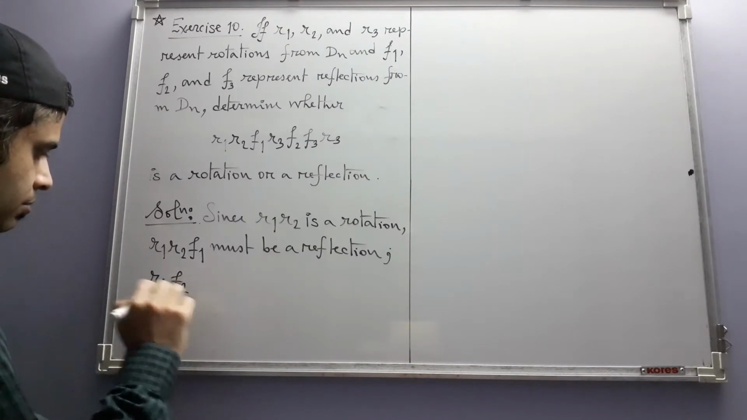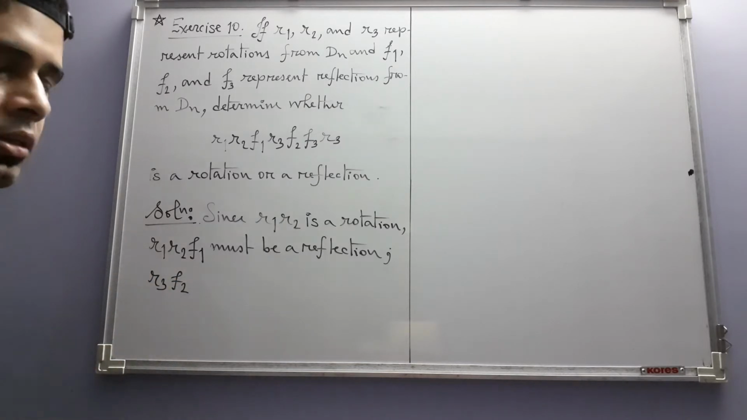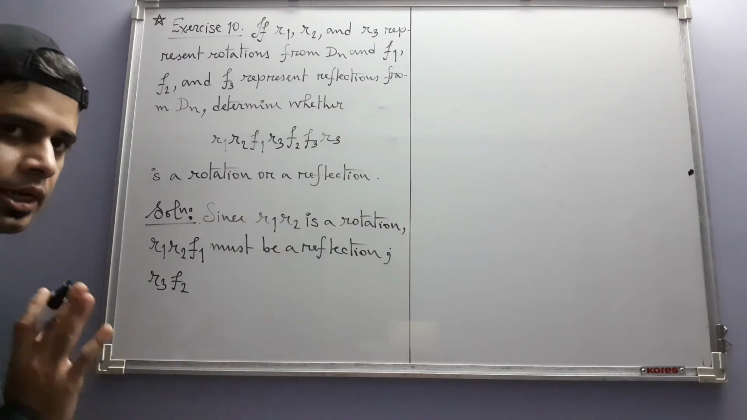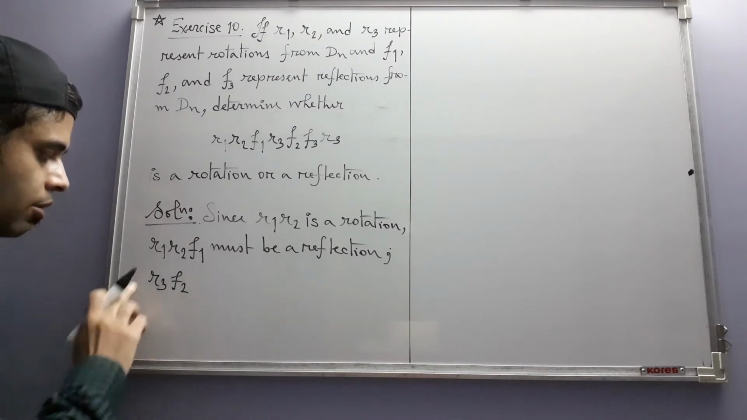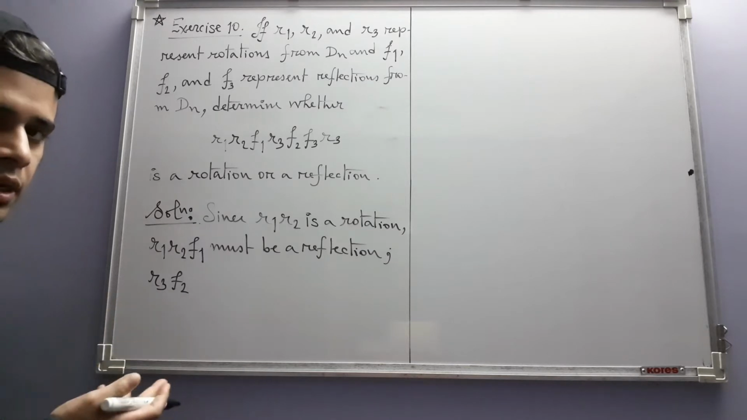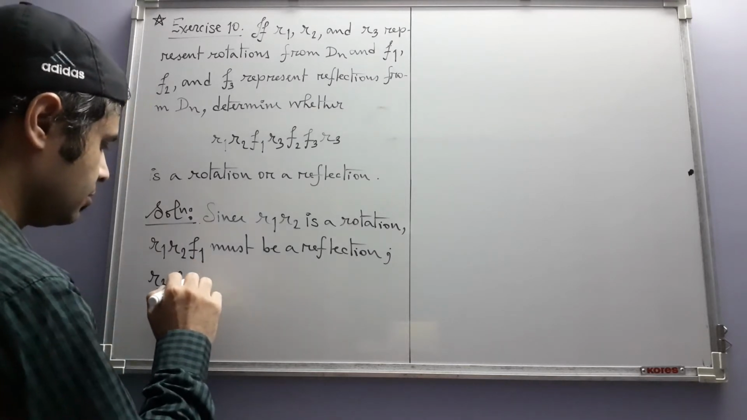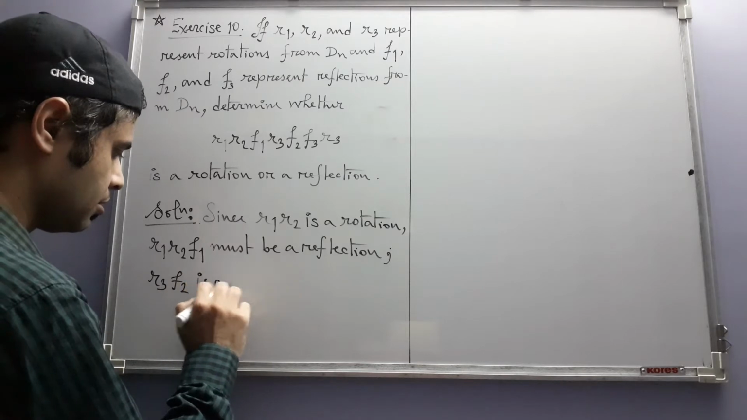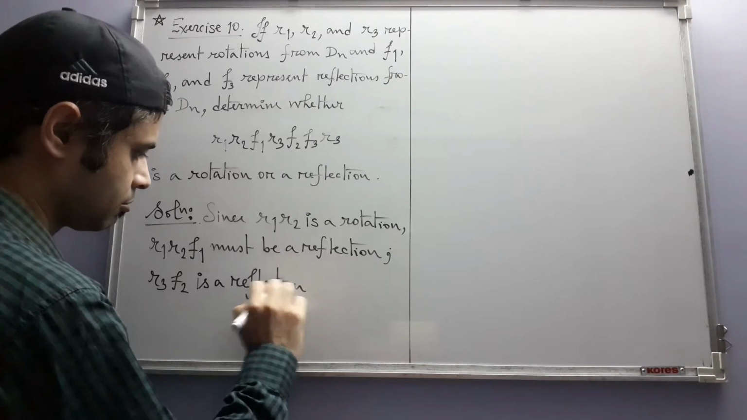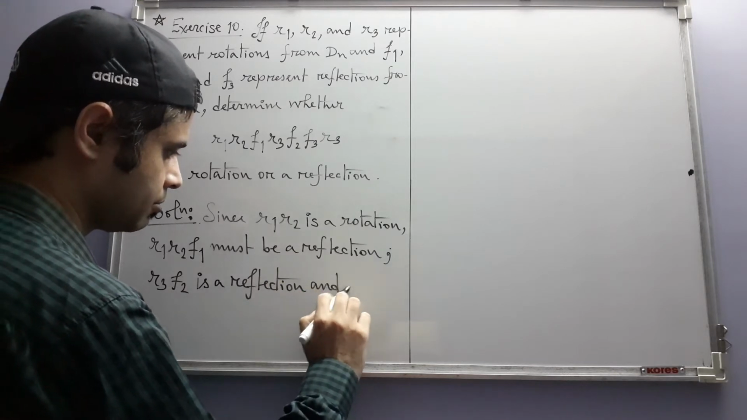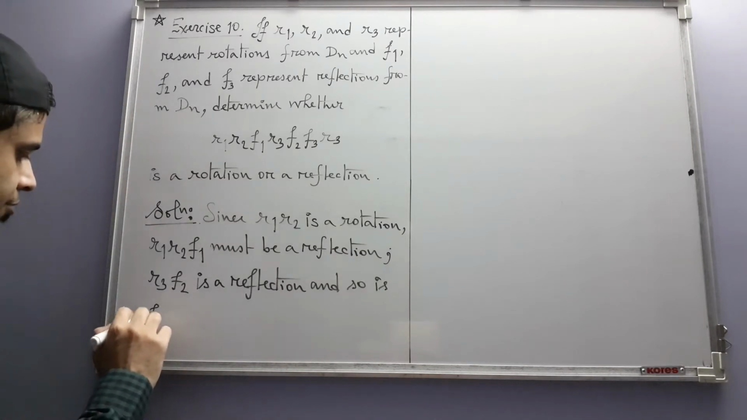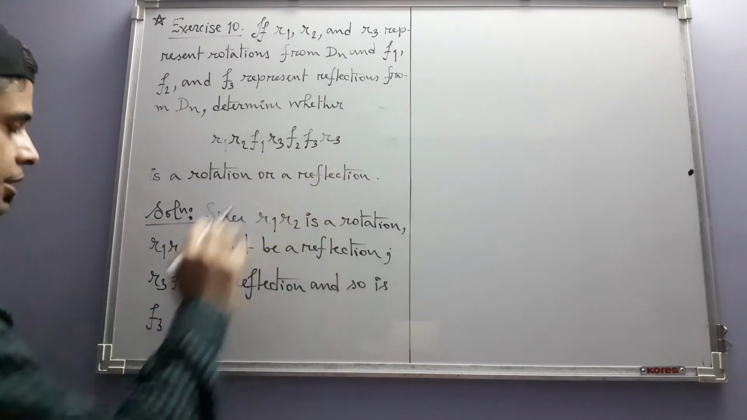R3, F2 is a rotation and a reflection. So since here the orientation has changed, I mean this operation changes the orientation of the polygon, it can only be a reflection. This is a reflection and so is F3, R3 because of that same reason.